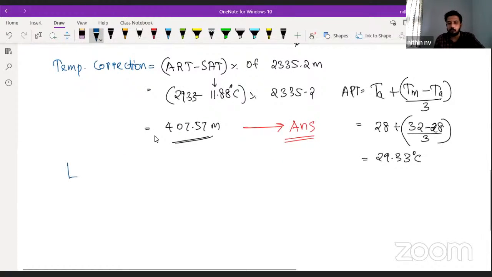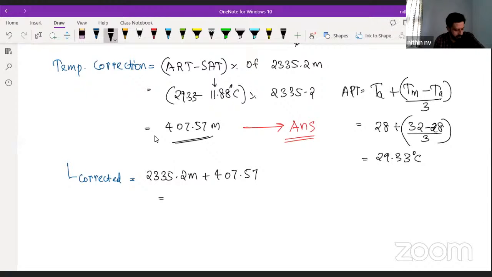Now, how can we calculate the new corrected length after temperature correction? We have 2335.2 meter already. We just have to add this 407.57, so that we are going to get 2742.77 meter. Correct?